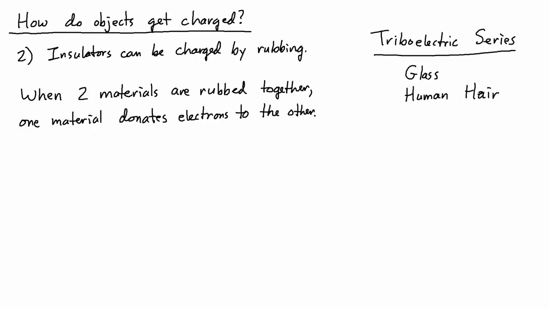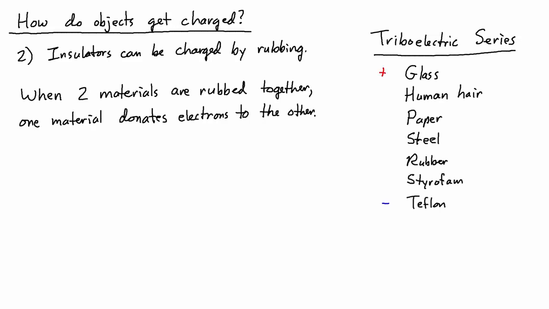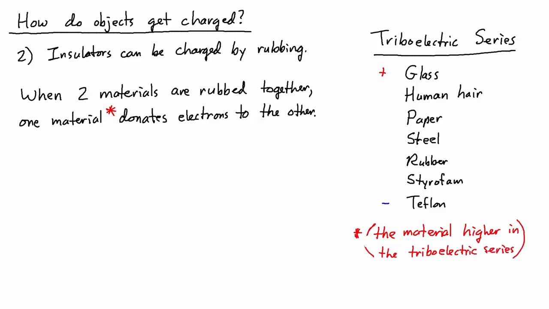The triboelectric series here of glass, human hair, paper, steel, rubber, styrofoam, and Teflon is really just a very short list from a longer triboelectric series. What's important is not whether something is positive or negative. In fact, on the list where I got this, they mentioned steel was actually neutral, so it would be like a 0 charge. But that's not really the important thing. What matters is the relative position of 2 objects or 2 materials on the list. If we rub 2 materials together, then the material that's higher in this series donates electrons to the other.